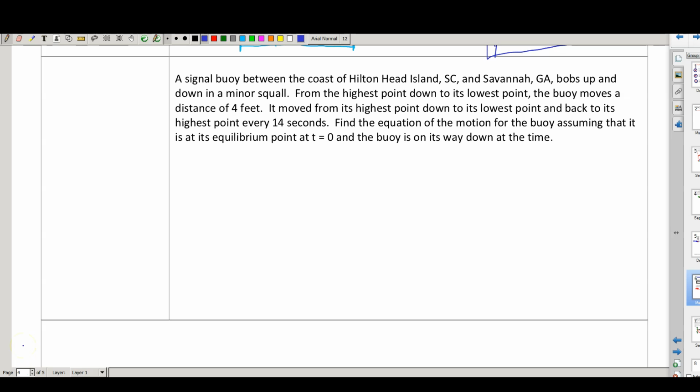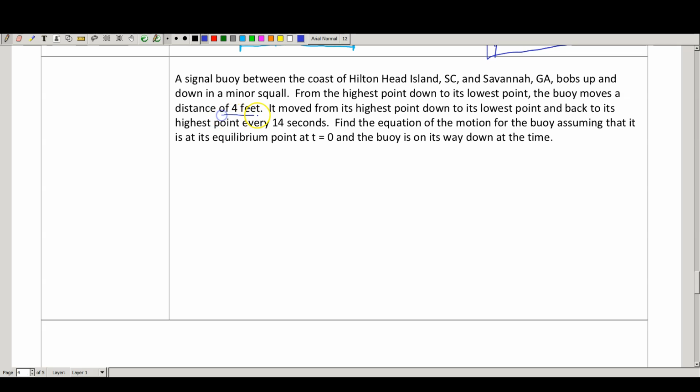All right, let's look at another harmonic motion problem. So this one says a signal buoy between the coast of Hilton Head Island, South Carolina, and Savannah, Georgia, bobs up and down in a minor squall. From the highest point down to its lowest point, the buoy moves a distance of 4 feet. It moves from its highest point to its lowest point and back to its highest point every 14 seconds.